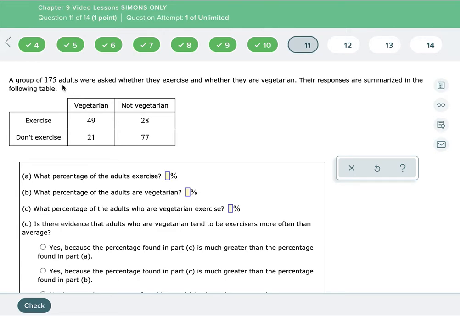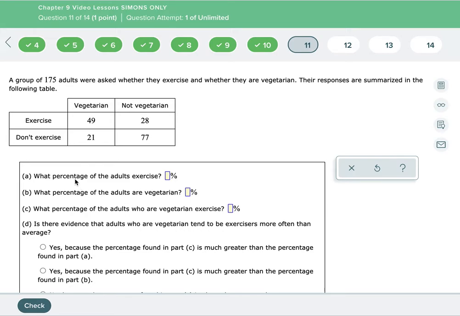A group of 175 adults were asked whether they exercise and whether they are vegetarian. So you either exercise or you don't, and you either eat meat or you don't, right? You're vegetarian or you're not, right? Their responses are summarized in the following table, all right? So you've got your vegetarian column, and 39 of those exercise, 21 don't. And you've got your meat eaters, your non-vegetarians, 28 of them exercise and 77 don't.